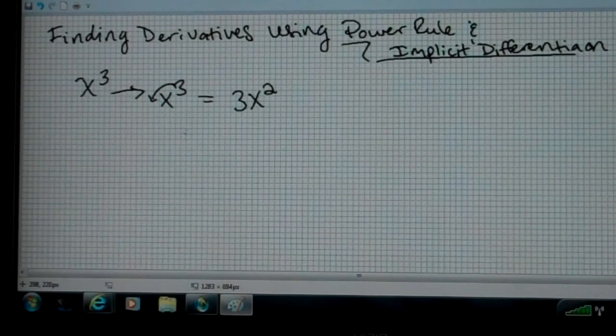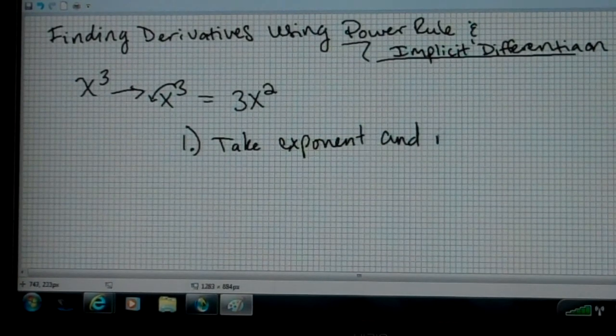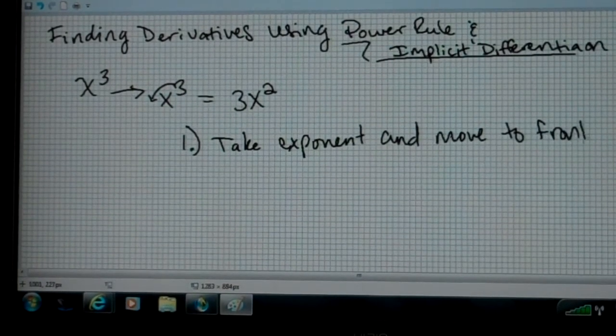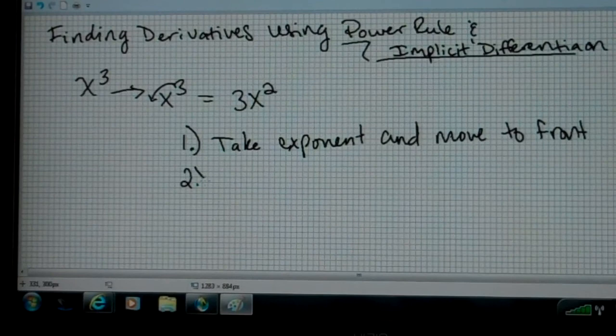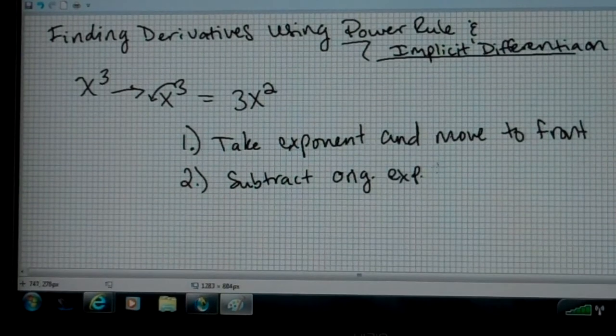So what you do is, the first step, you take the exponent and move it to the front. Then your second step is you subtract your original exponent by 1.